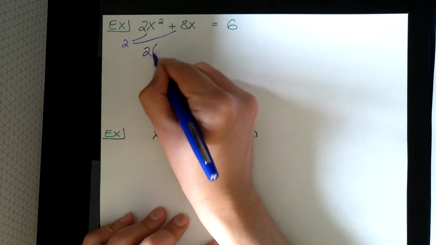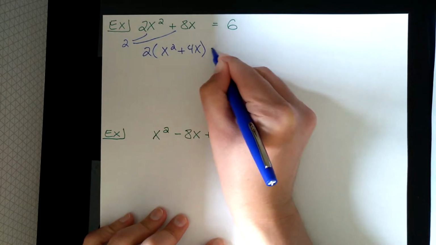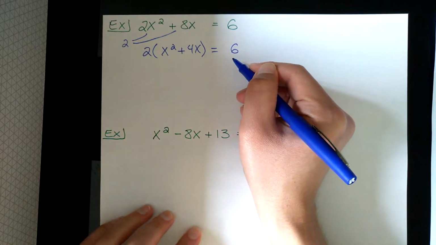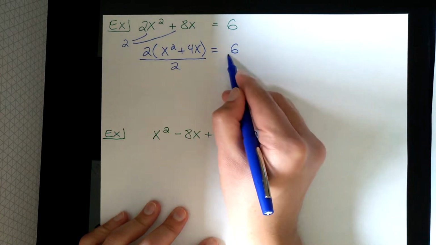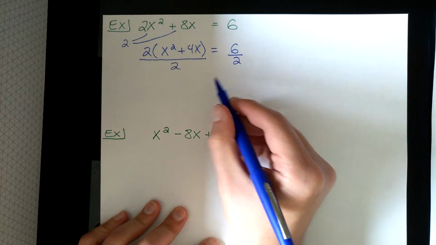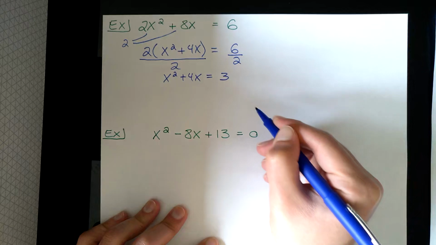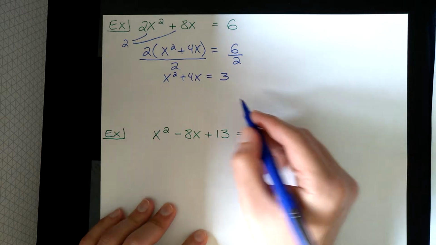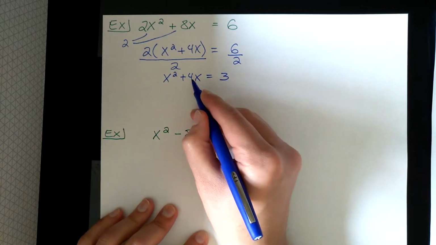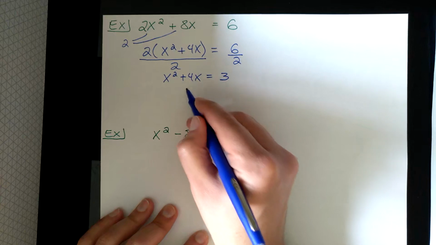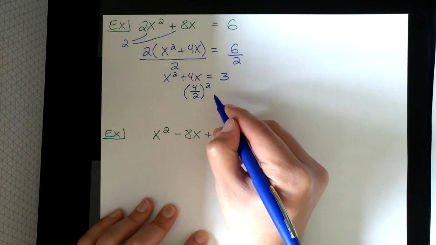which gives us 2 times (x squared plus 4x) equals 6. And now we can get rid of the 2 by dividing each side of the equation by it, leaving us with x squared plus 4x equals 3. And at this point, we can now begin completing the square. We're going to take the b value, which is 4. We will divide it by 2 and then square the result.